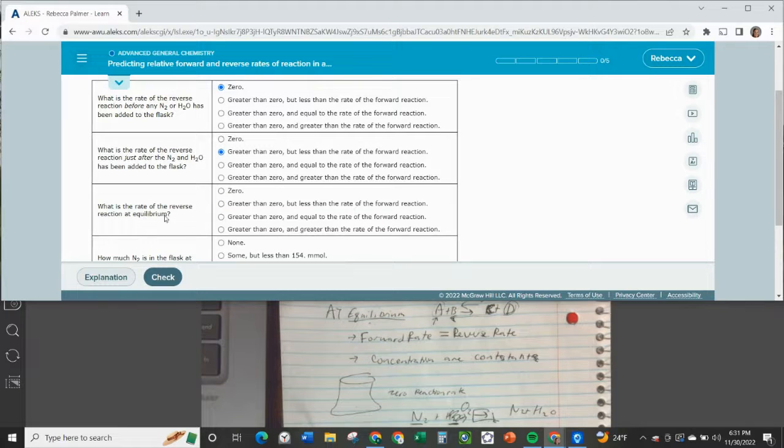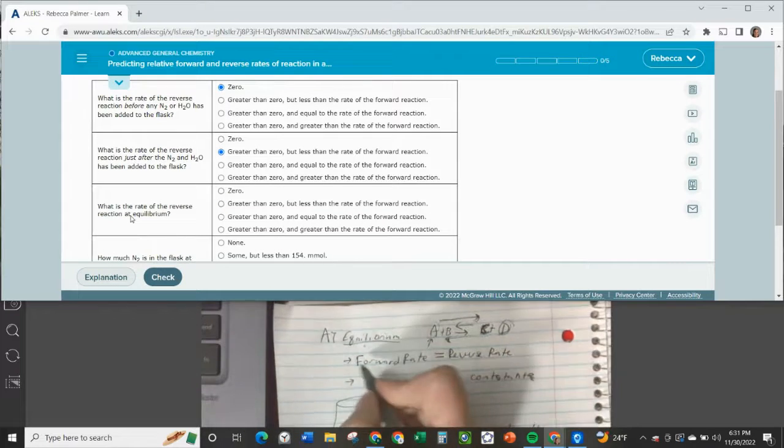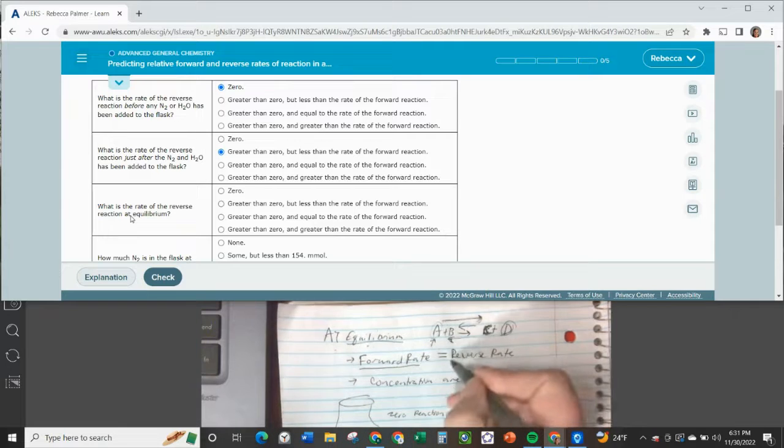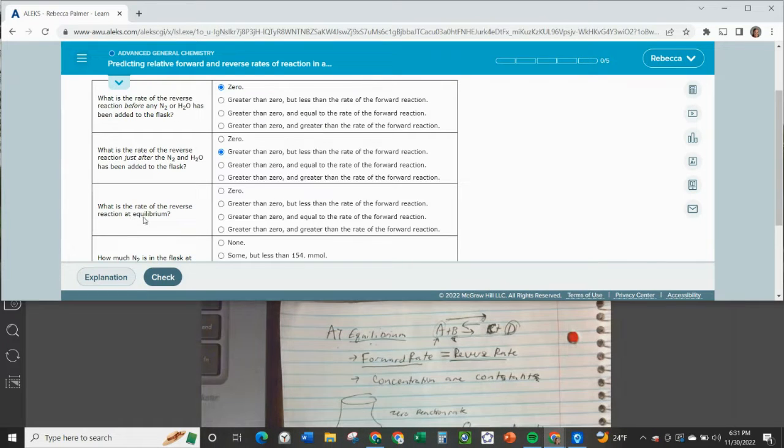And then it says, what is the rate of the reverse reaction at equilibrium? This is a definition. At equilibrium, the forward rate is equal to the reverse rate. At equilibrium, they're greater than 0 and equal to the rate of the forward reaction. So it's asking about the reverse reaction. Once it's reached equilibrium, the rates are equal.